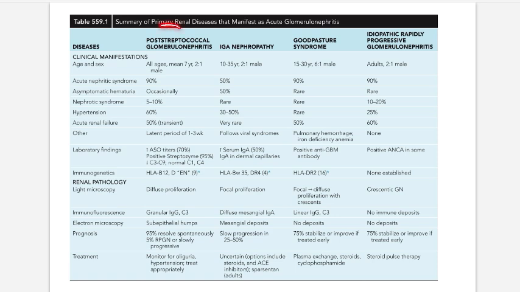First of these, very important, is PSGN. We are all familiar, post-streptococcal glomerulonephritis. Second is IgA nephropathy. Third is Goodpasture syndrome, and fourth is idiopathic rapidly progressive glomerulonephritis. So these are four entities which are most commonly observed in the pediatric age group and present as acute glomerulonephritis.